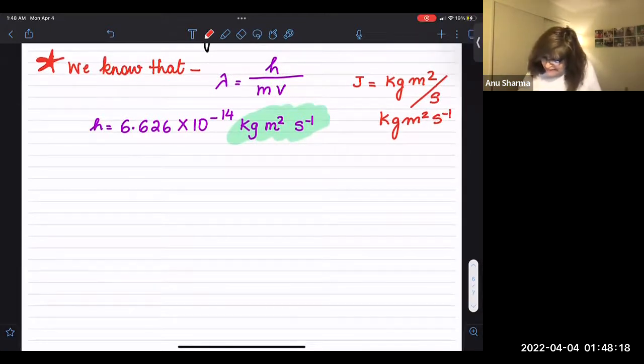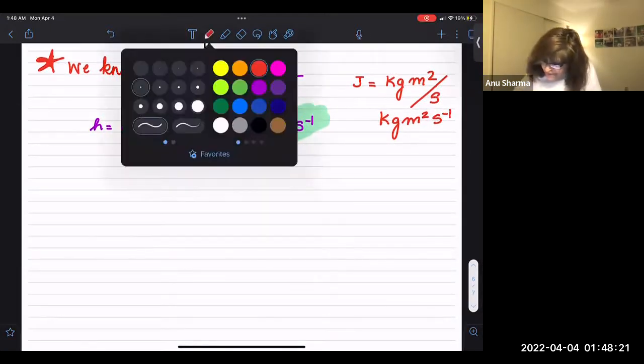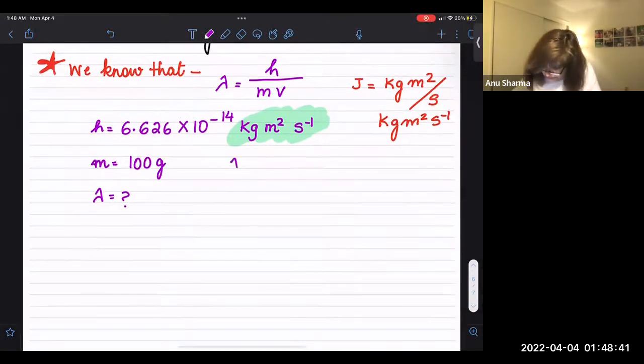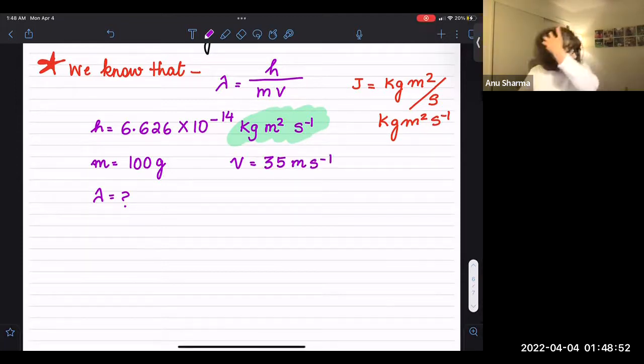Then comes the next, the value of M. M relates to the mass. And we need to find the wavelength, calculate the wavelength of a soft ball with a mass of 100 grams. So mass given is 100 grams and traveling at a velocity, the speed with which this soft ball is traveling is 35 meters seconds inverse. Okay, so the speed of the soft ball is given and the mass is given.